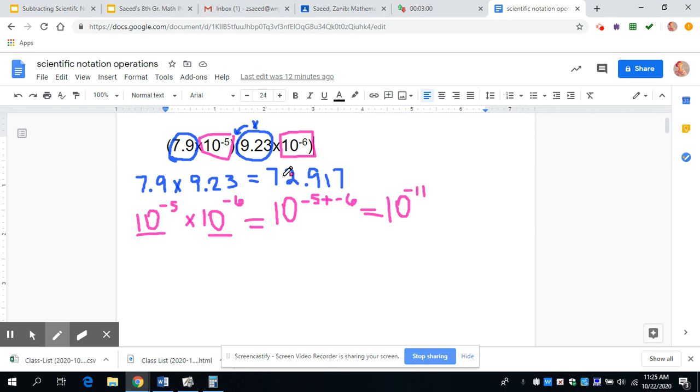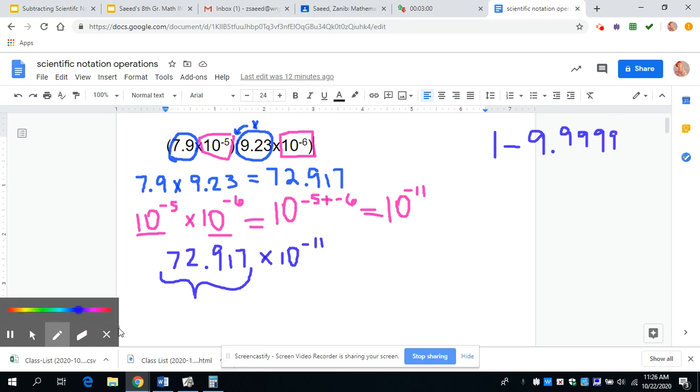So now that you have 72.917 and 10 to the -11th power, you're going to join your answers, which is 72.917 times 10 to the -11th power. All right? This is your answer. However, a hint that we always tell you guys is make sure your answer is always in scientific notation. 72.917 is not scientific notation. Scientific notation numbers are always between 1 and 9.9999 and so on. Okay, 72 is not one of them.